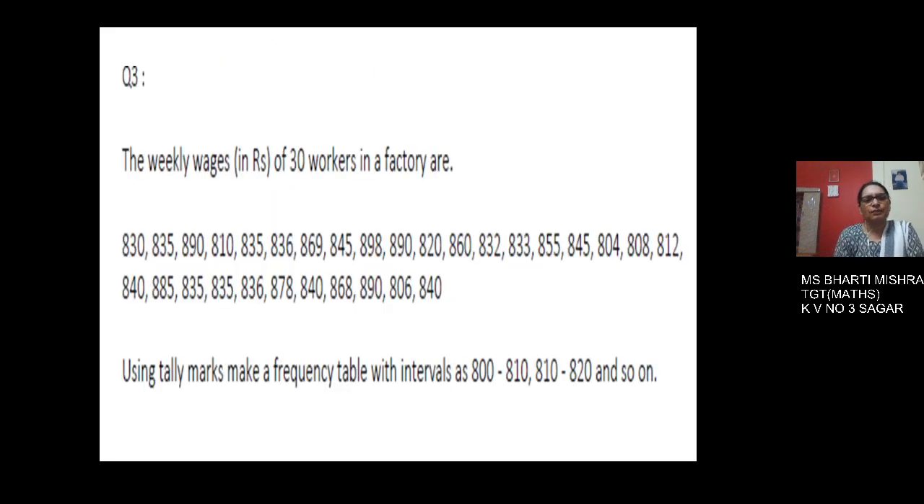Coming to the next question, we have got the weekly wages in rupees of 30 workers in a factory. Now the entries are there. Now using the tally marks, make a frequency table. Now see here, we have got the intervals. Intervals are 800 to 810, 810 to 820, with a difference of 10, that will be the width of each class interval. Class intervals are the groups on the basis of the range. Range means the difference between the highest and the lowest observation present in the given question.